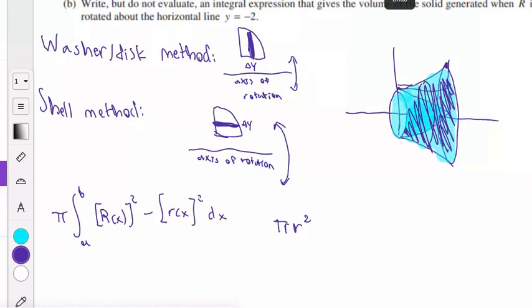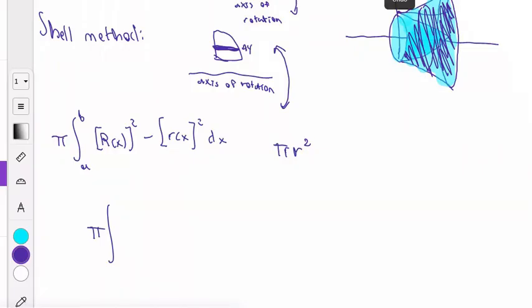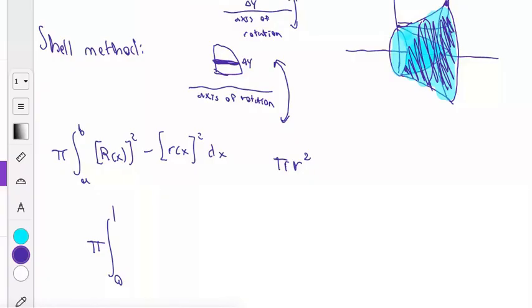Now that we know how the washer-disk method works and that it's what we need to use for this, we can plug our equations into this formula. We can use our bounds that we found earlier that go from 0 to 1. However, since we are integrating around the axis of revolution y equals -2 instead of the x-axis, we have to take into account that -2. For that, we can subtract -2 from our big R of x and little r of x inside the brackets. We can also plug in our equations for big R of x and little r of x.